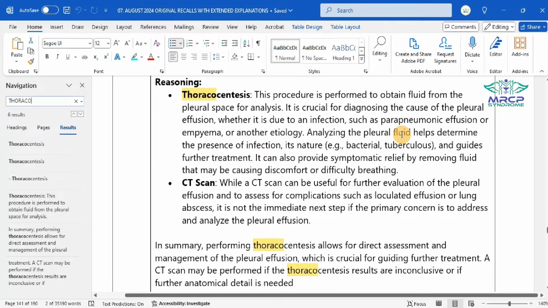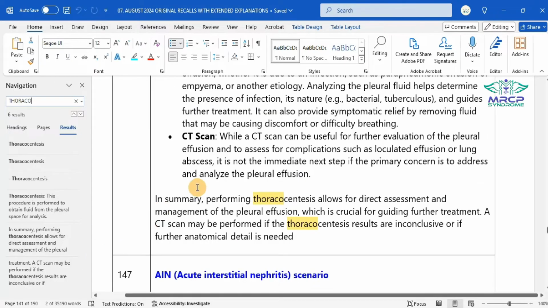Analyzing the pleural fluid helps determine the presence of infection and its nature, whether it is bacterial or tuberculous, and it will also help us guide further treatment. And thoracentesis can also help provide symptomatic relief by removing fluid that may cause discomfort or difficulty breathing.